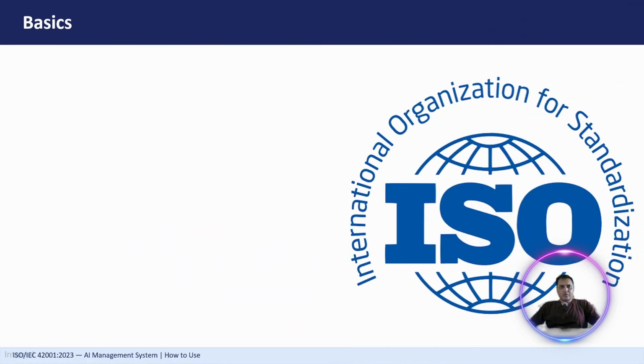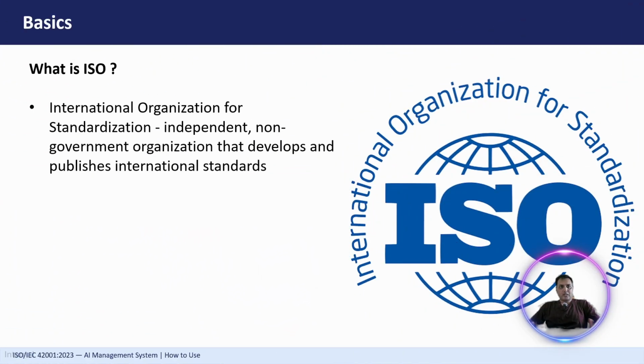So what is ISO? I hope everyone must have heard what ISO is, right? ISO is basically the International Organization for Standardization. It is an independent non-governmental organization that develops and publishes international standards. ISO has published many different standards for different kinds of domains and industries. This particular standard which we are covering right now, ISO 42001, is focused on the artificial intelligence management system, right?